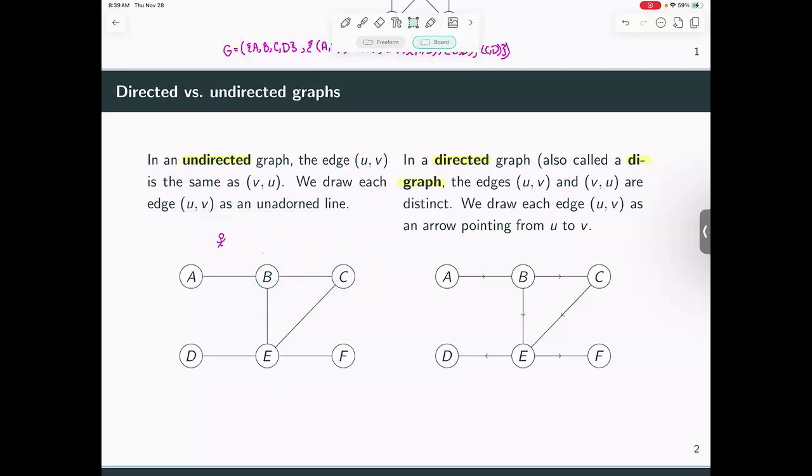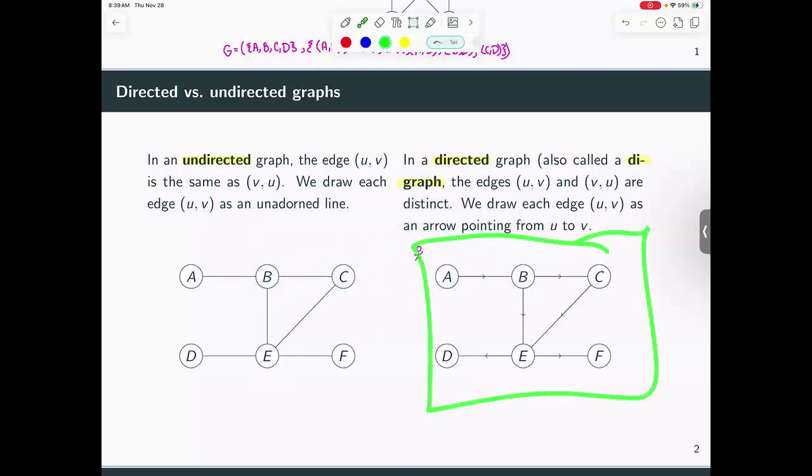Also, just think about it as literally a map with a bunch of two-way streets. Now, on the flip side, we have this digraph or a directed graph where the edges UV and VU are distinct. They're not the same thing, and you can't assume that they both exist. So we would draw an edge UV actually having an arrow pointing in that direction to tell us that you can only go one way.